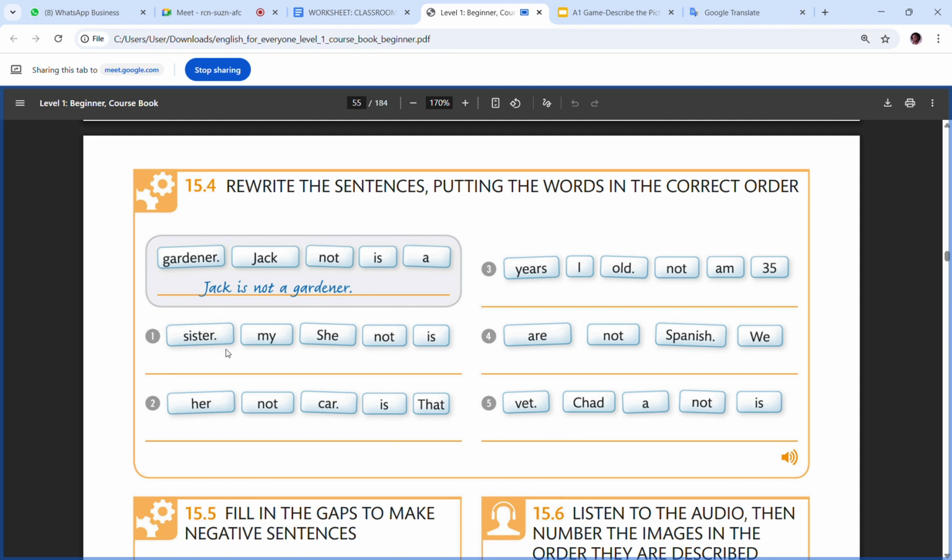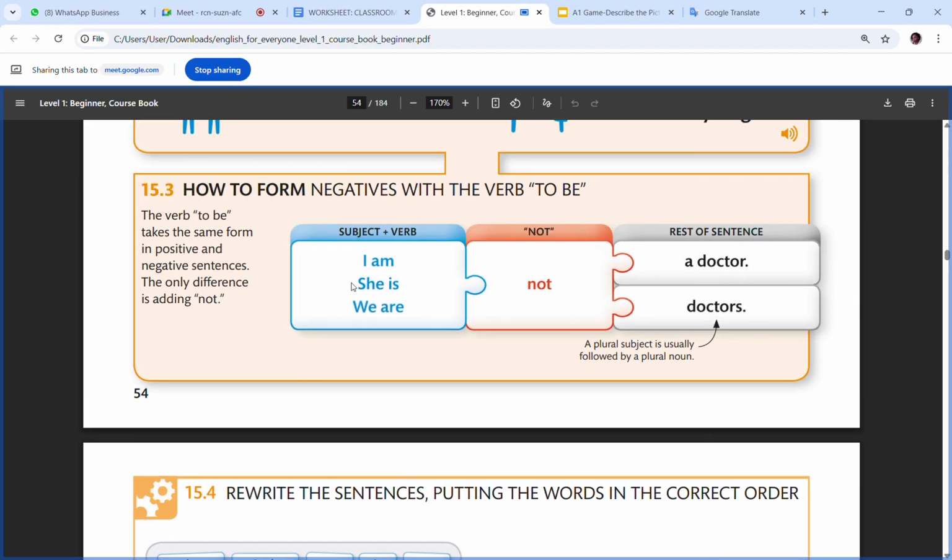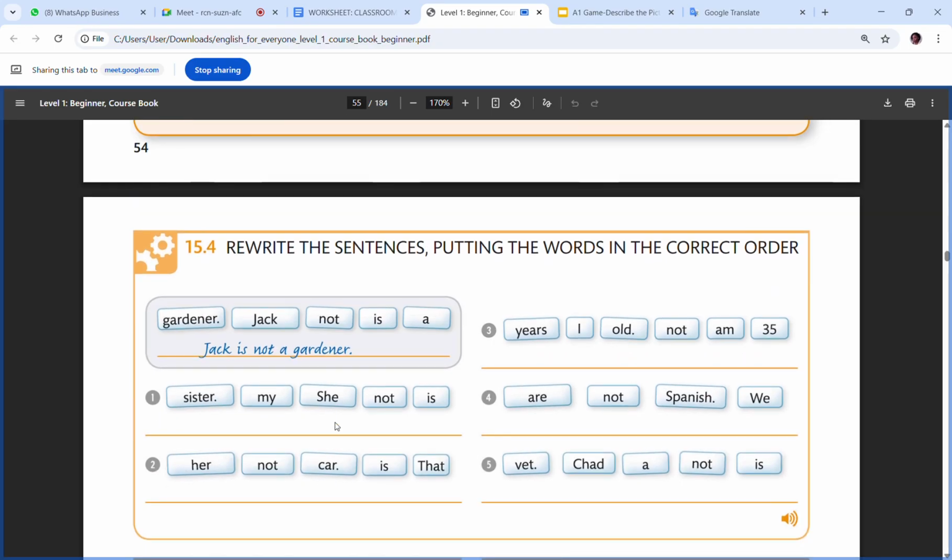So here number 1 says, sister my, she not is. How do we fix this sentence? How do we make it correct? He is not my sister. She is not my sister. Very good. She is not, right, my sister, right? So she and is, this is the subject and the verb, right? She is, and then not, and then the rest of the sentence, right?